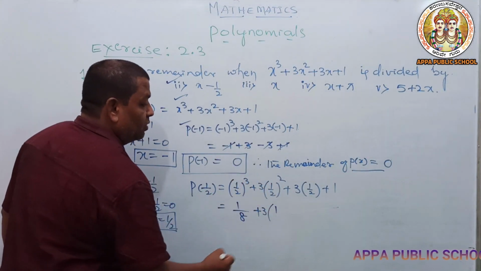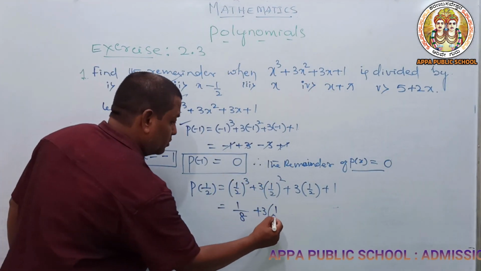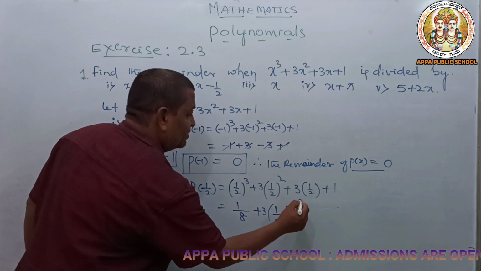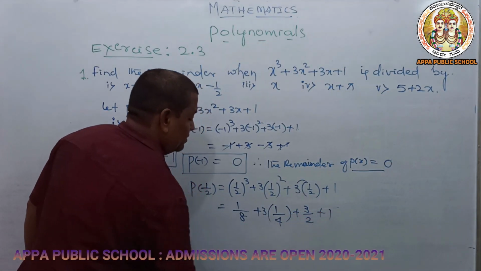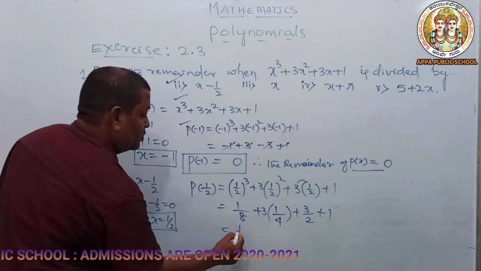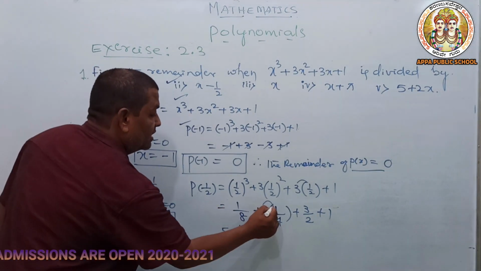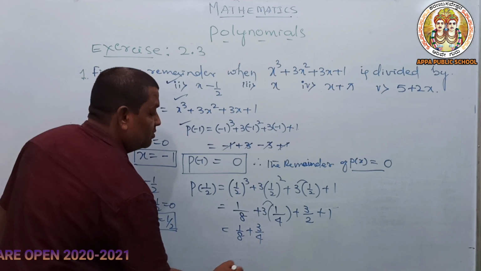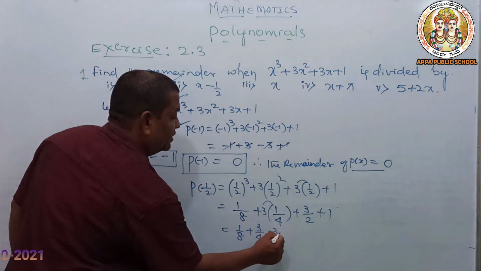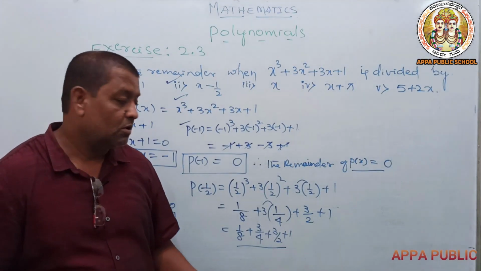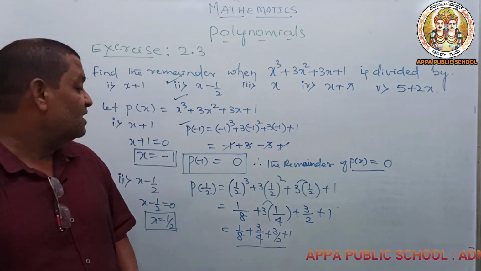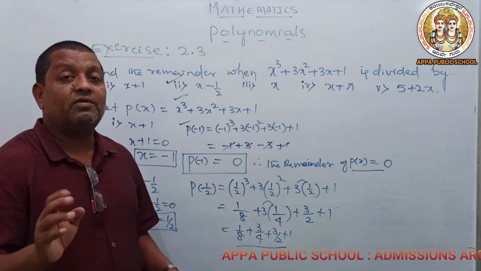1 square is 1. 2 square is 4. Plus multiply the upper part. 3 times 1 is 3 by 2 plus 1. Now 1 by 8. Multiply this 3 by 4, 3 by 2 plus 1. Is it the remainder? No, we need to do simplification. It is in what? It is in fraction.